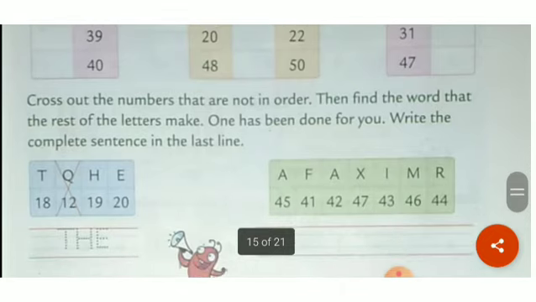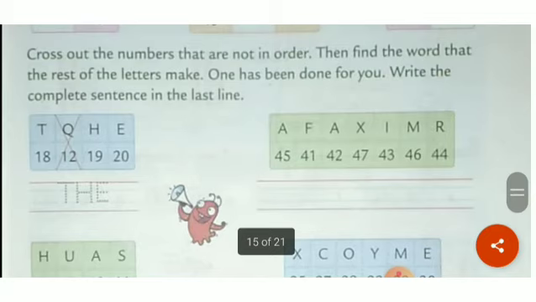And next is cross out the numbers that are not in order. Then find the word that the rest of the letters make. One has been done for you. Write the complete sentence in the last line. See what is given here. You have to see the numbers are given in order or not. If any number is discontinuing the order, you have to cross it.